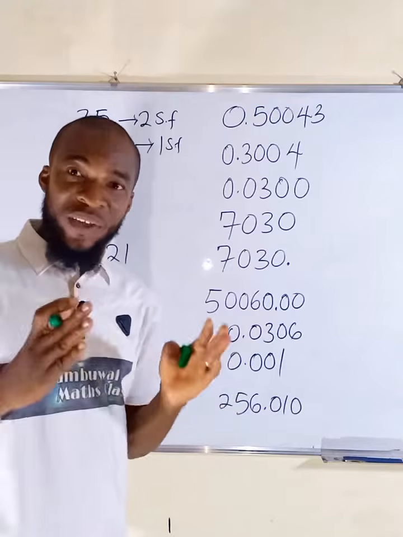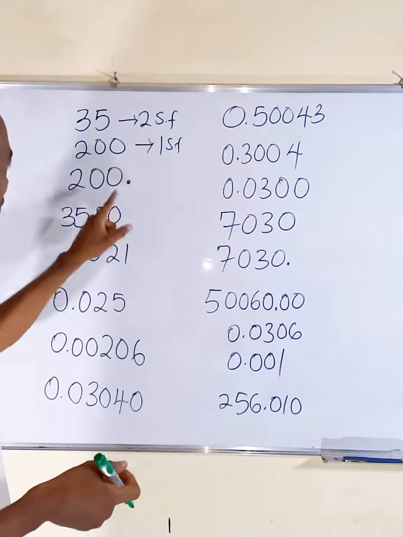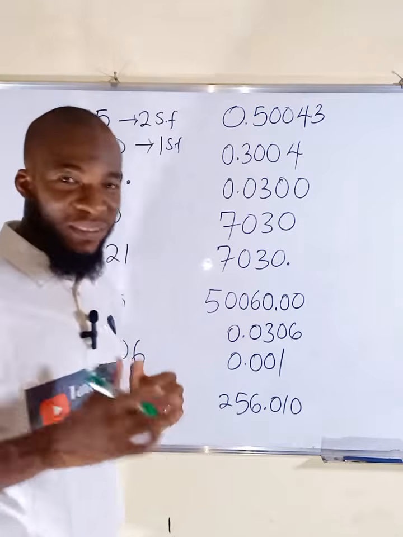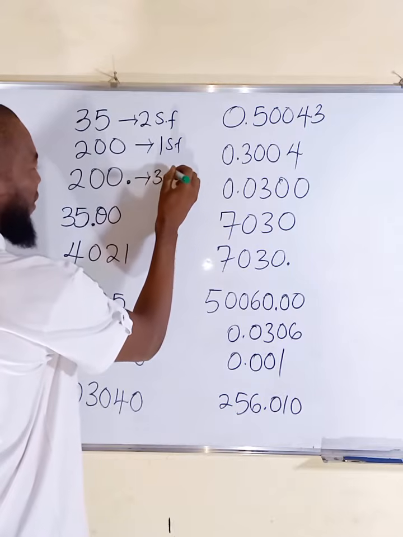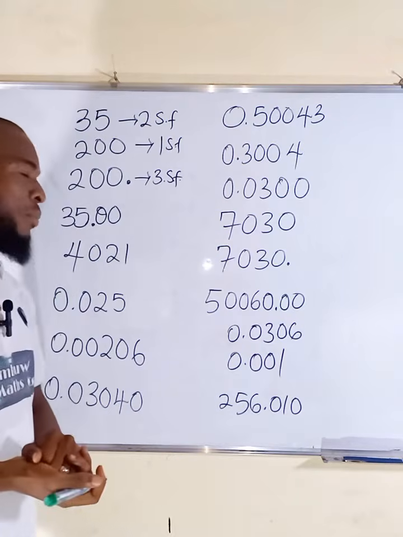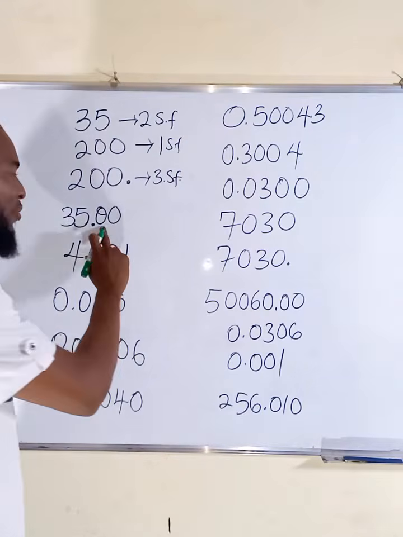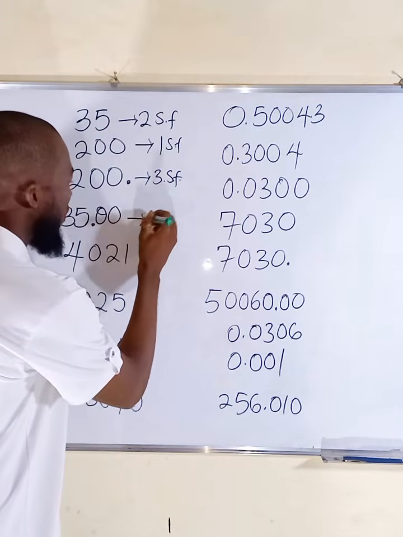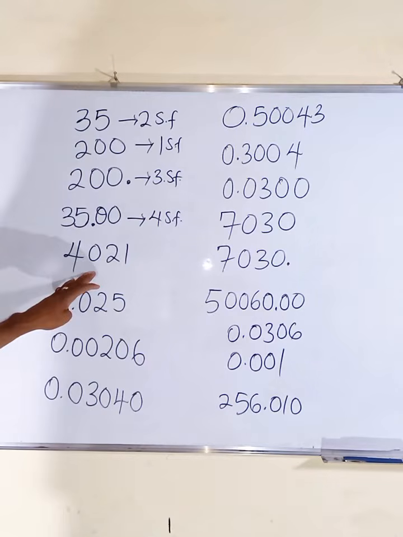But what about this? When we are talking about significant figures, these two numbers are different, though they have the same weight, right? 200, 200. But this one contains a decimal at the end. Therefore, we are going to consider these trailing zeros as significant. Here we have 3 significant figures. What about this? 35.00. All of these figures are significant. These are trailing zeros, but the number contains a decimal. Therefore, we have 4 significant figures here.